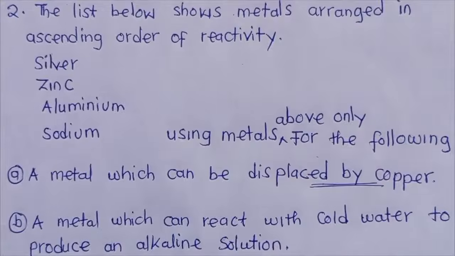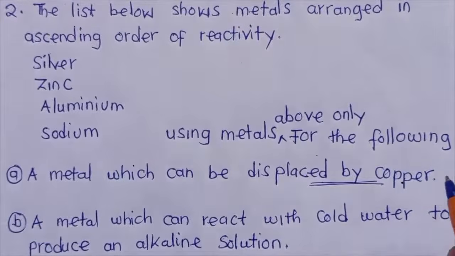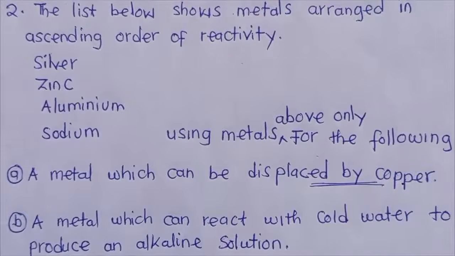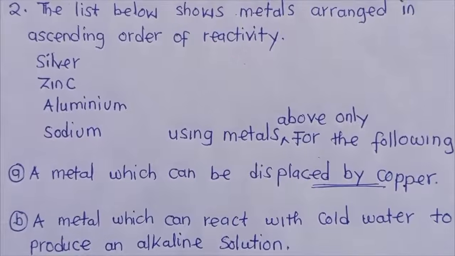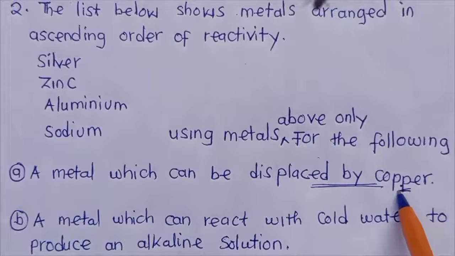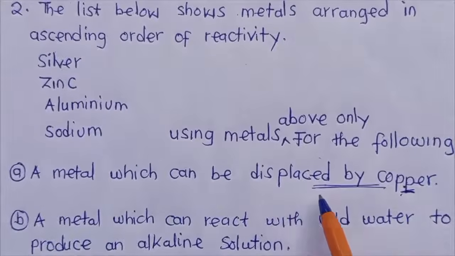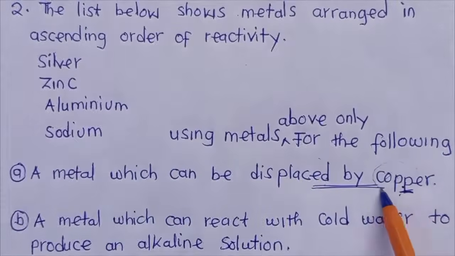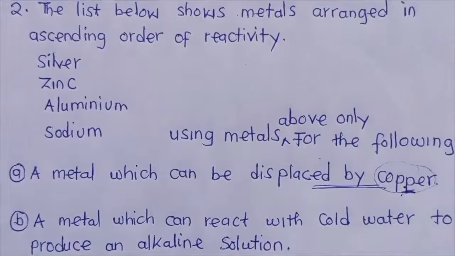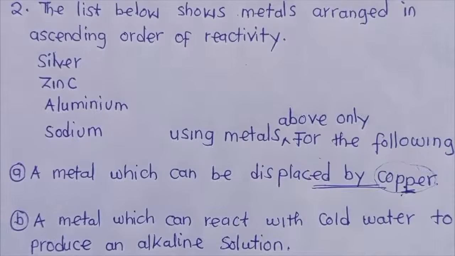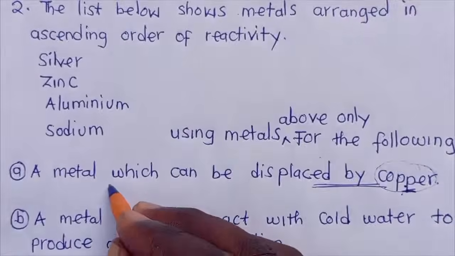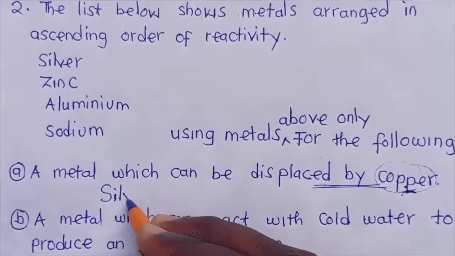by copper. So the metal we need to talk about should be less reactive than copper in the reactivity series. If you check the reactivity series, you discover that copper is down there. So, the metal that can be displaced by copper. You check, which one amongst these can be displaced by copper? You discover that it is just silver that is there.